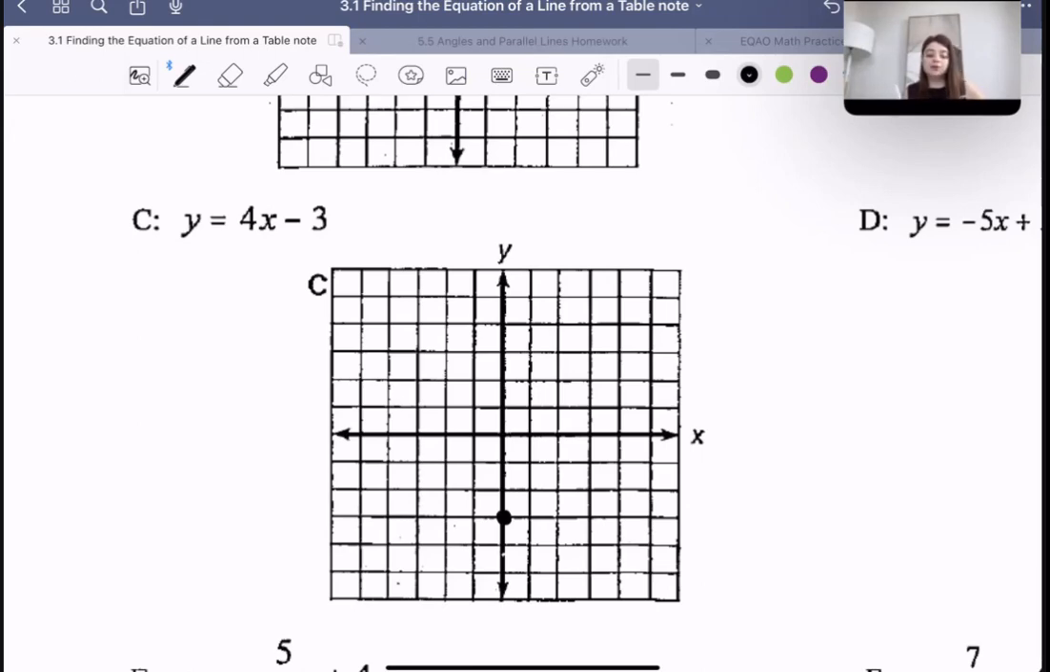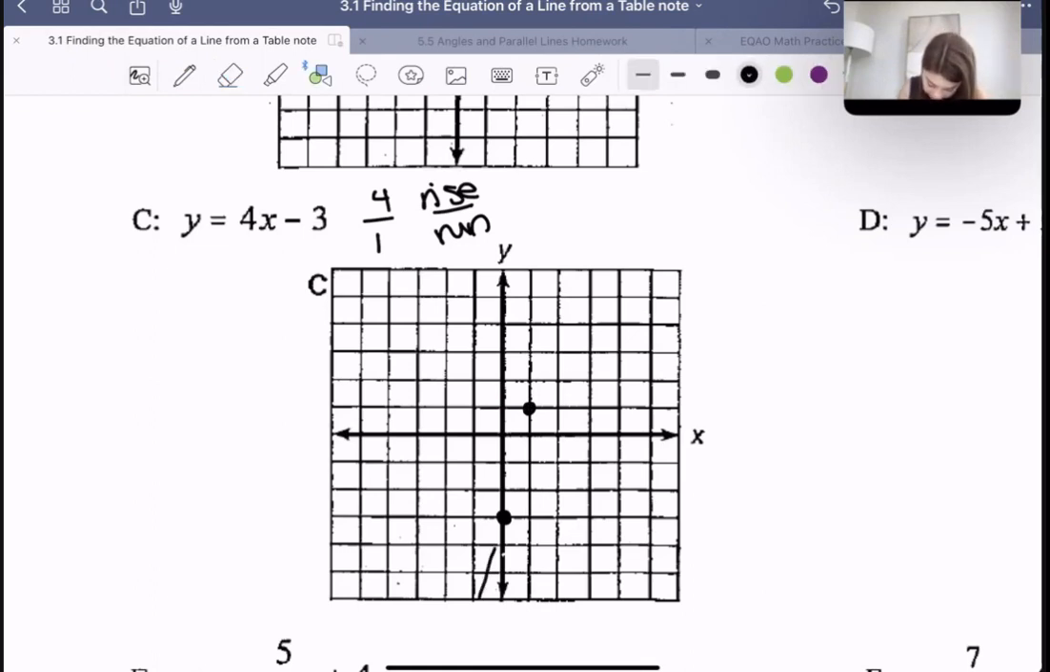So remember that slope is rise over run, and that 4 is the same as 4 over 1, right? 4 over 1 is the same as 4. So therefore our rise would be 4. So we're going to go up 4 up to here. And then our run is 1. We're going to go 1 beside right there like that. And then we're good.